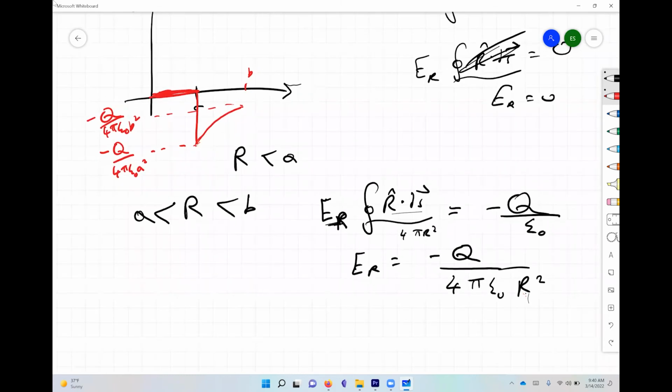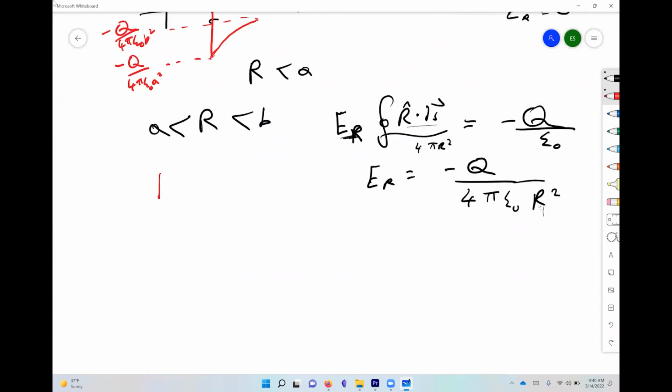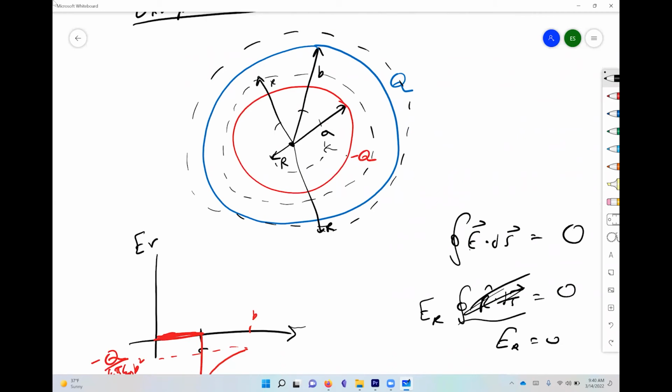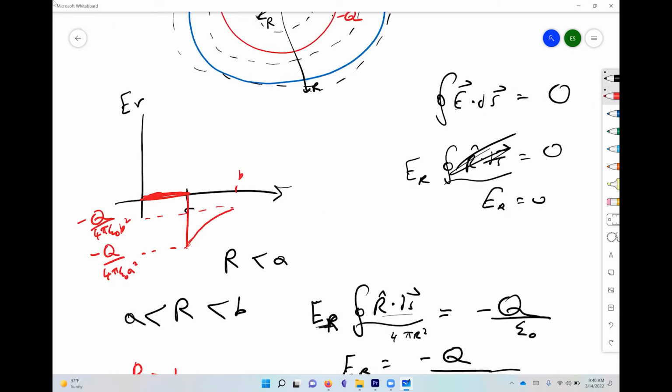And then what happens when r gets larger than b? Q enclosed is going to be minus Q plus Q, so it's going to be 0 again. E_r times 4 pi r squared, I'm not even writing the integral. I'm writing it as E_r times the area of the Gaussian surface. So E_r is going to be 0. The field is going to jump again, collapsing back to 0.